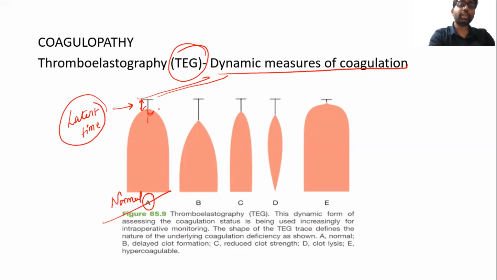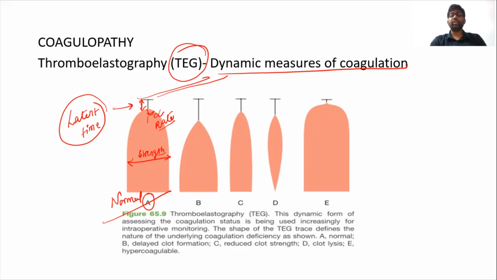The second important thing is this angle. This is known as the alpha angle, and this basically represents the rate of fibrin formation. And the third important thing we have to know is this thickness, which is known as the strength of the fibrin which is formed. The first image being the normal thromboelastographic representation. What does it indicate? That after a certain latent time, there is starting of the formation of the fibrin with an adequate rate, and the strength remains the same for the rest of the time.